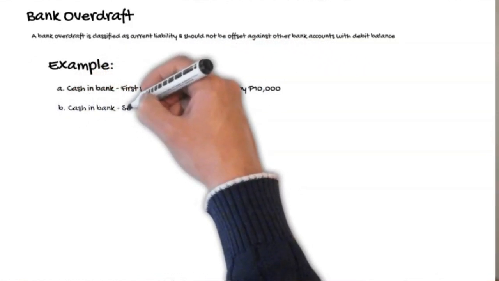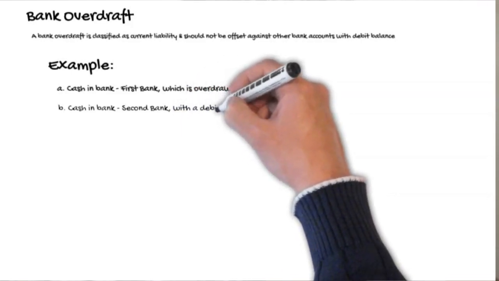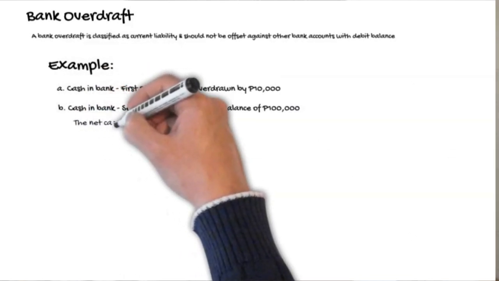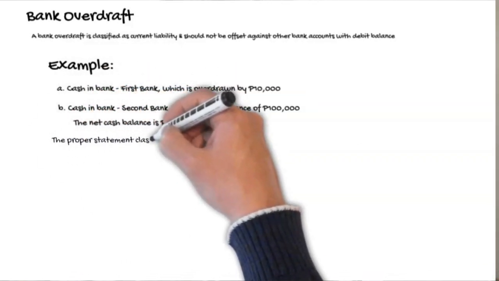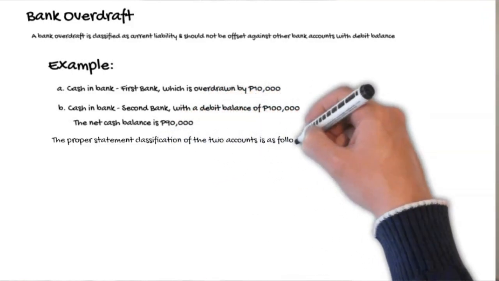So magkaibang bangko ito. The first one, cash in bank, dun sa first bank, no? This is the name of the bank, first bank, which is overdrawn by 10,000. The next one is cash in bank, second bank, with a debit balance of 100,000 pesos. So the net cash balance is 90,000 pesos.